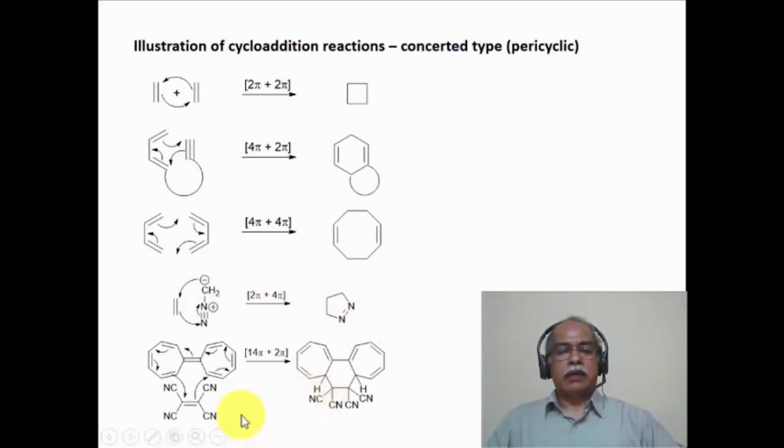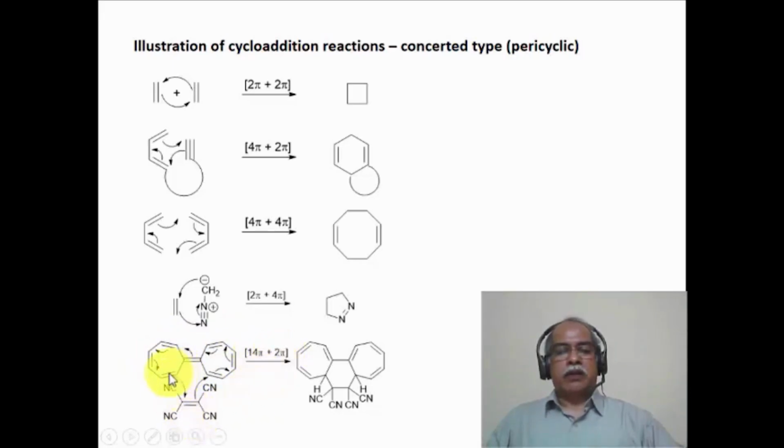Finally, let us come to the largest cycloaddition reaction that is known. For example, this is heptafulvalene as the molecule. This is a 14 electron system. Overall, if you count all the electrons in this heptafulvalene molecule, there are 14 electrons, and this is a 2 electron system. So it is a 14 pi plus 2 pi cycloaddition reaction.